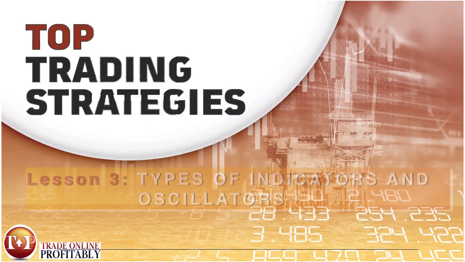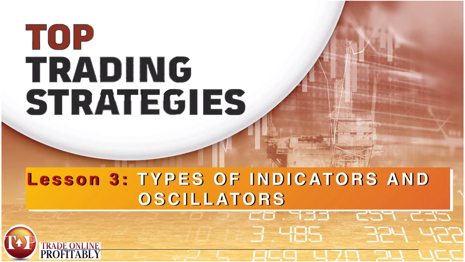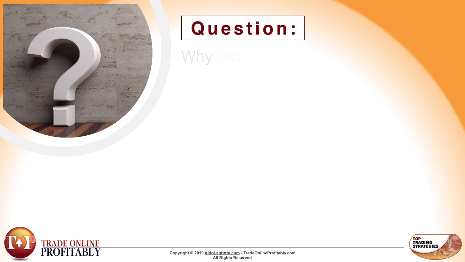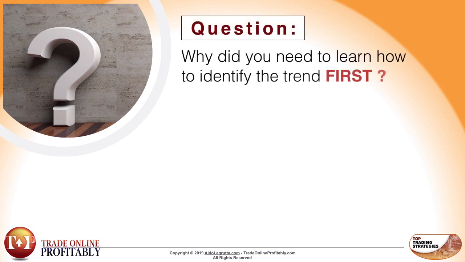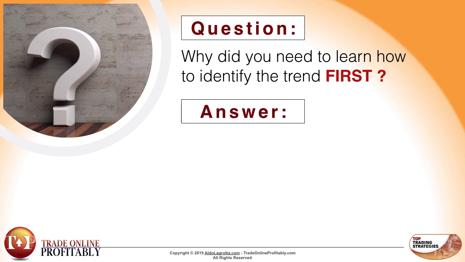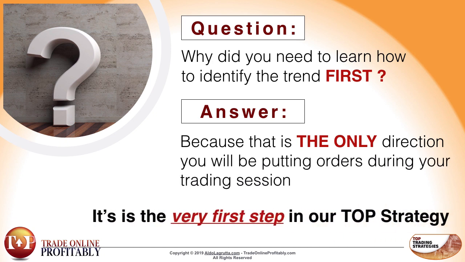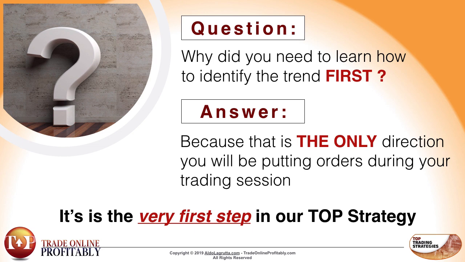Lesson 3. Types of Indicators and Oscillators. In the previous video, you learned an unambiguous way to identify the trend quickly and easily without the need of acquiring a lot of knowledge on technical analysis. So the question is, why did you need to learn how to identify the trend first in such a practical manner? Because that is the only direction you will be putting orders during your trading session, and it is the very first step in our top strategy.